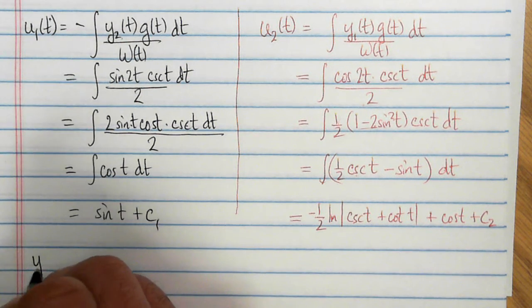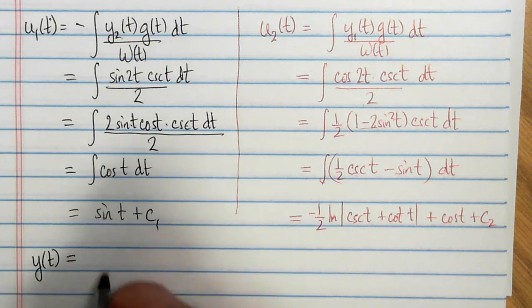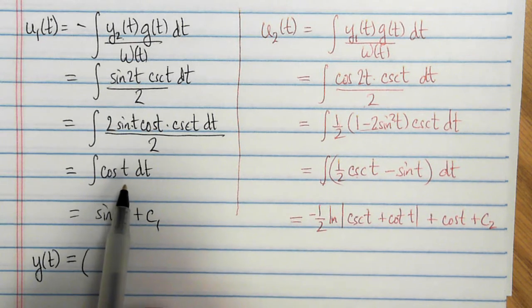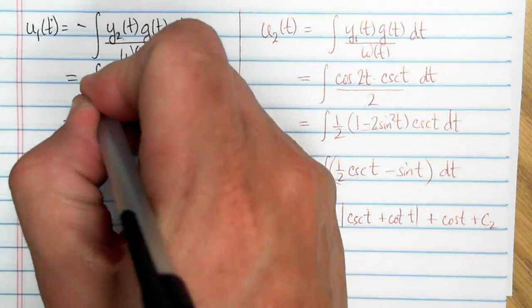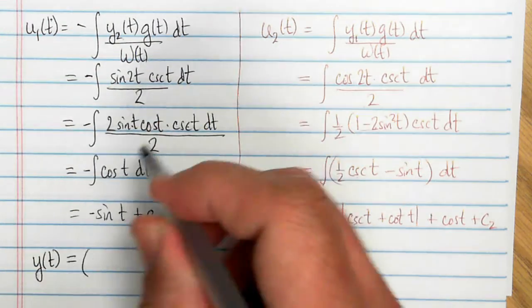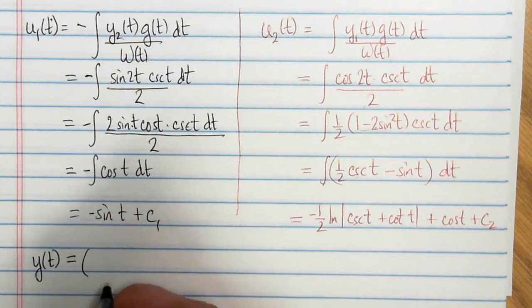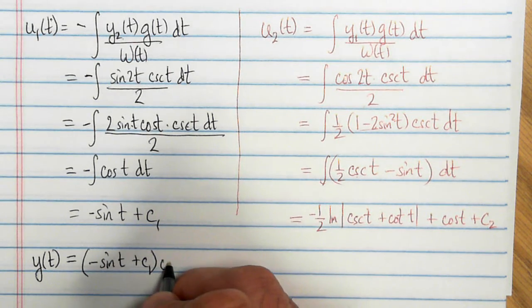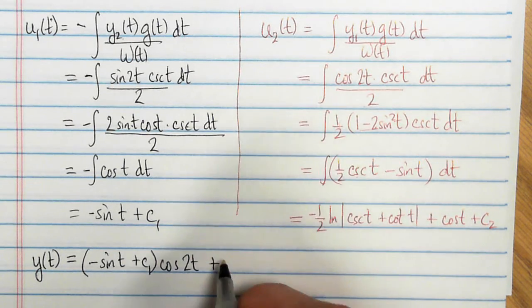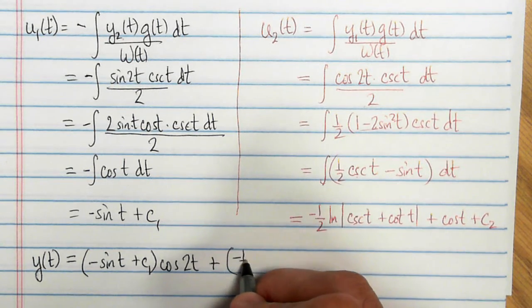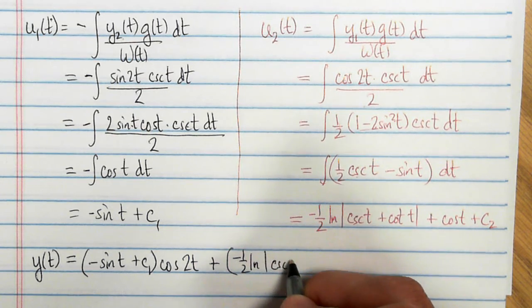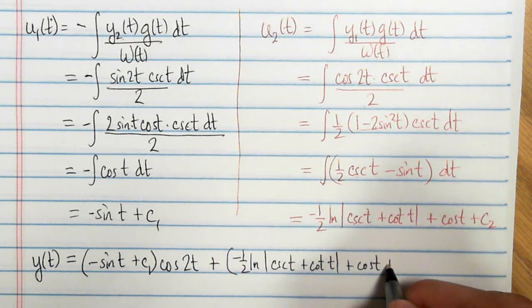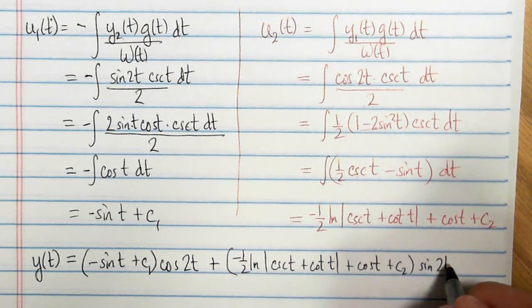Putting these together, we get the form of the general solution. y of t is equal to u1, and I forgot the minus sign here. I apologize. This minus sign got lost. Negative sine t plus c1 times cosine of 2t plus this thing, negative 1/2 natural log of cosecant of t plus cotangent of t plus cosine of t plus c2 times sine of 2t.